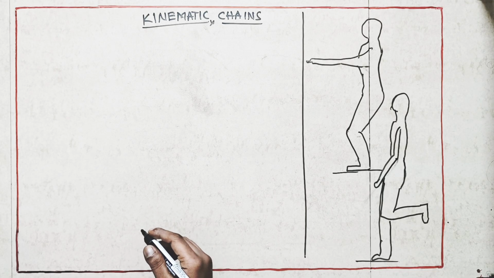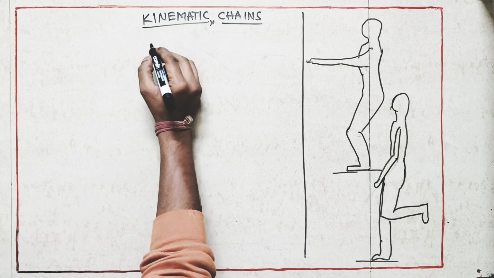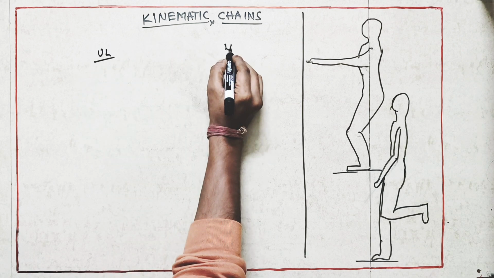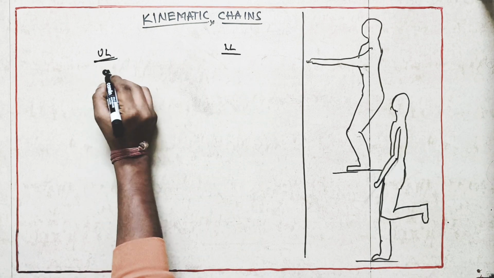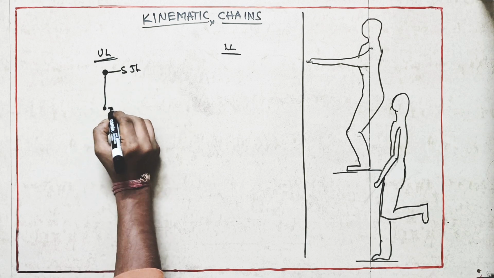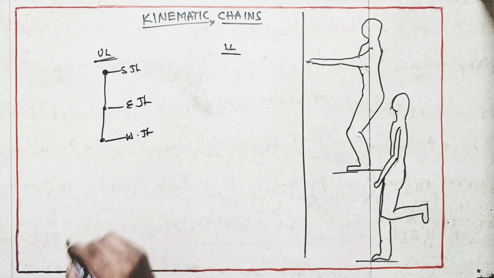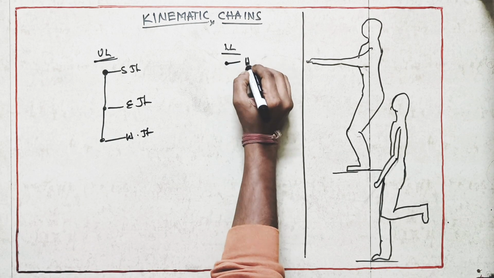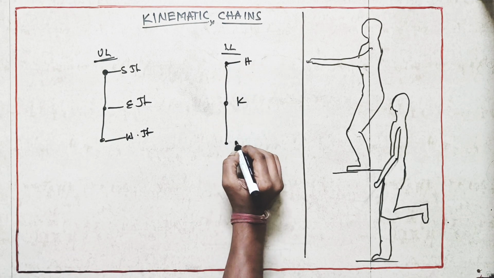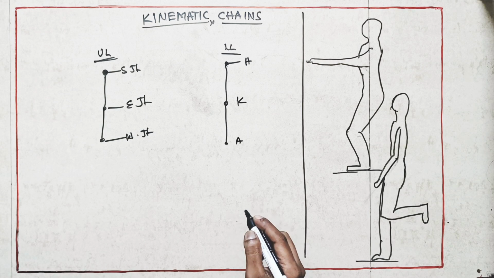So this is about kinematic chains. In these kinematic chains, suppose you look at the upper limb and lower limb. The top one will have the shoulder joint, in the middle the elbow joint, and at the end the wrist joint. So these are the joints. In the lower limb, we have the hip joint, knee joint and ankle joint. So these are the joints we have here.